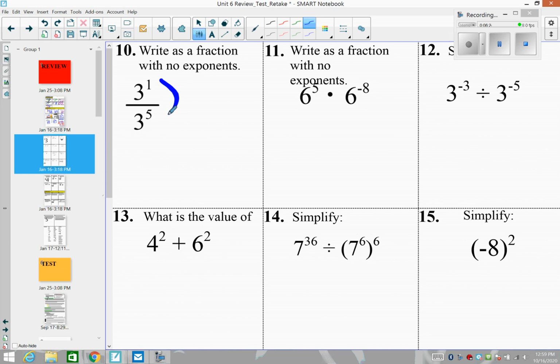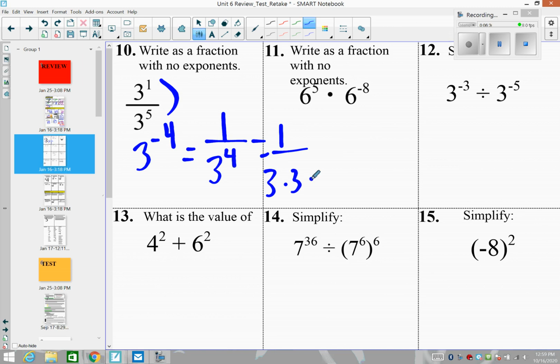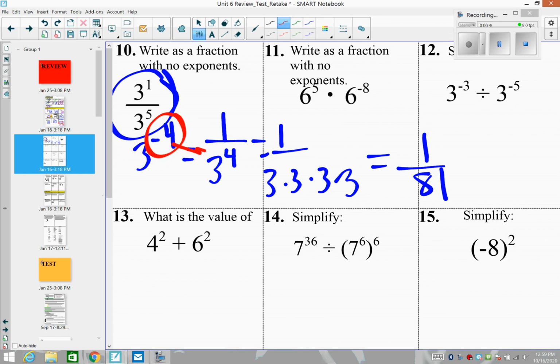So we're going to subtract here. So that becomes 3 to the negative 4th power. And that becomes 1 over 3 to the 4th power, which becomes 1 over 3 times 3 times 3 times 3, which becomes 1 over 81. So I'm using the idea that I subtract the exponent. Because I have a negative power, now I have to invert using that property, and it says no exponents here.